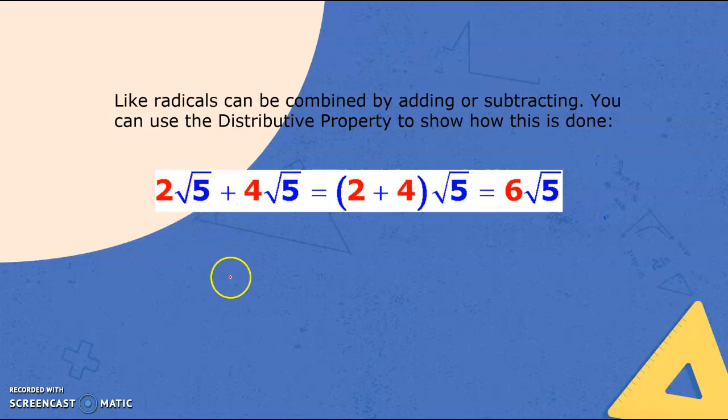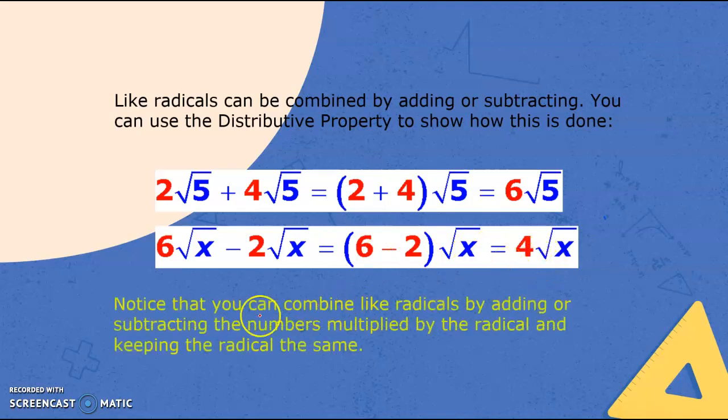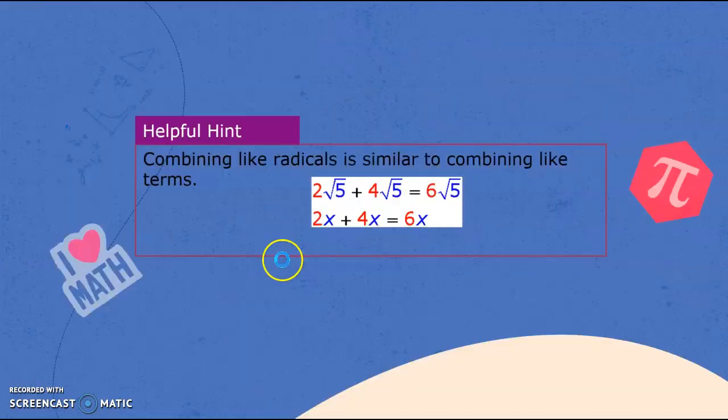Right? So then another one is 6 square root of x minus 2 square root of x is equal to, so again you subtracted only the 6 and 2, and then just copy square root of x. So 6 minus 2 is 4 square root of x. So notice that you can combine like radicals by adding or subtracting the numbers multiplied by the radical and keeping the radical the same, right? So you just have to factor it out, or in any way you want. You can directly subtract the coefficients, which is the 6 and negative 2.